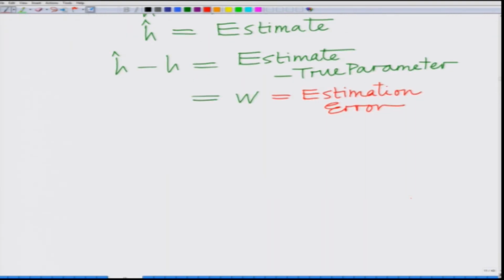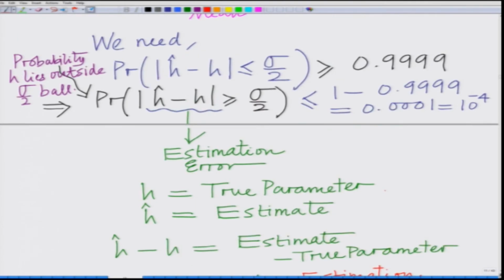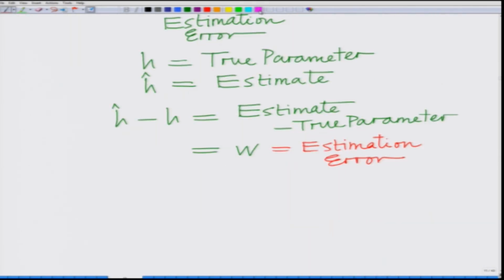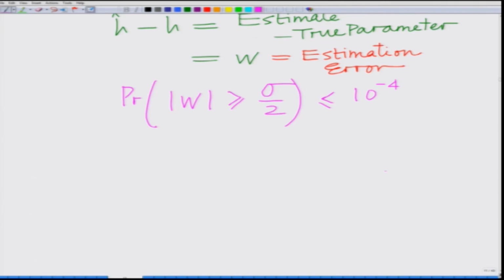So, basically now we are asking this question. I can replace this H hat minus H by this quantity W, and now we are asking what is the probability that this estimation error magnitude W is greater than or equal to sigma by 2. It has to be less than or equal to 10 to the power of minus 4. Okay. So, that is the question that we are asking.